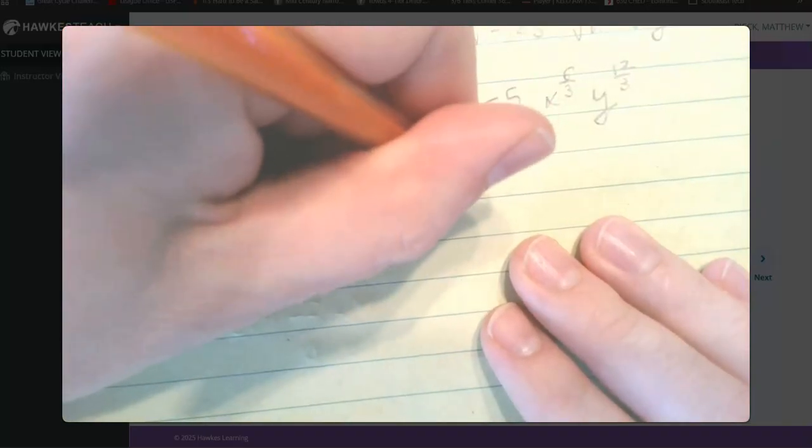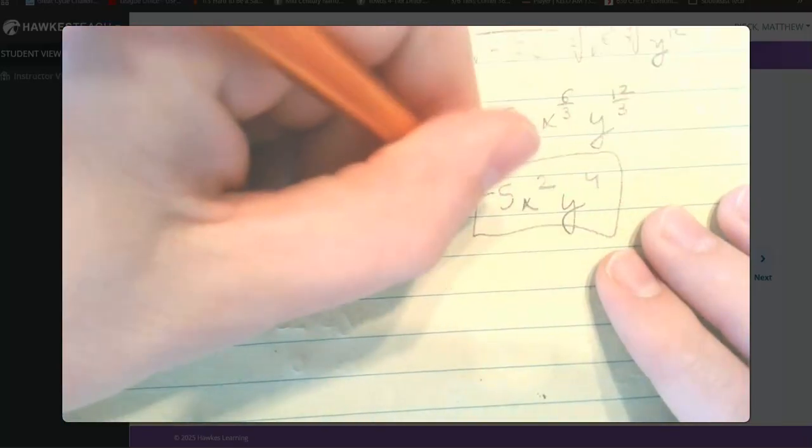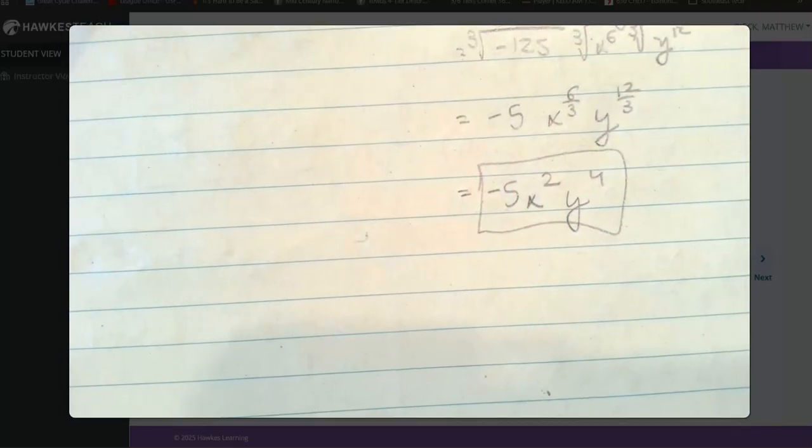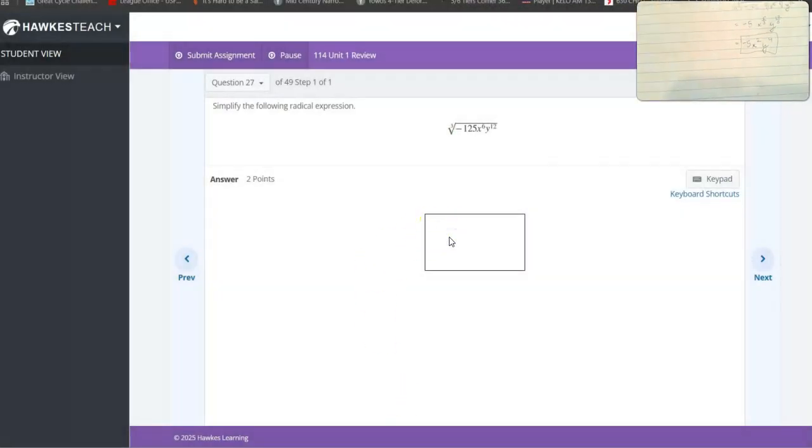And then here the cubed root of x to the 6th, again, we can write this as a fractional exponent. So we have x to the 6 over 3. And here we can write this as a fractional exponent as well. So we have y to the 12 over 3. Which then we can simplify each of these. So 6 over 3 is just 2. So we have negative 5 x squared. And then 12 over 3 is going to be 4. So we have y to the 4th. So we got negative 5 x squared, y to the 4th.